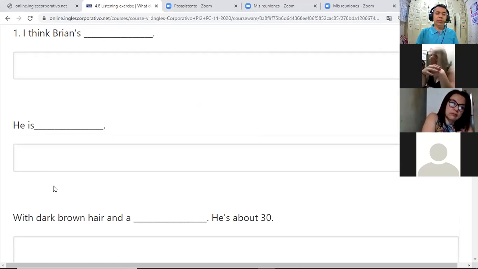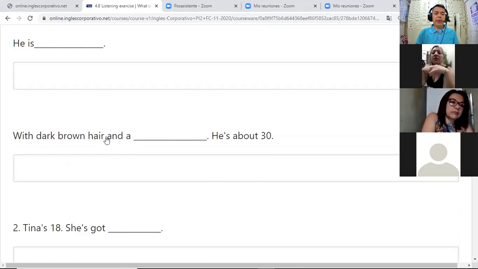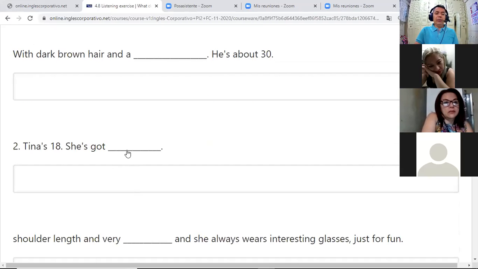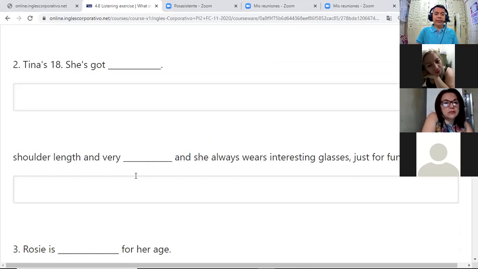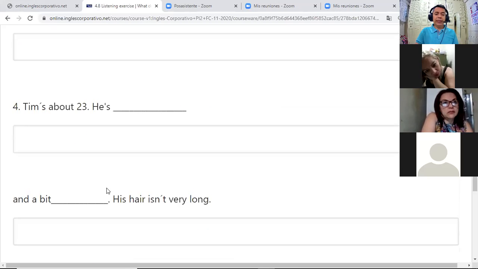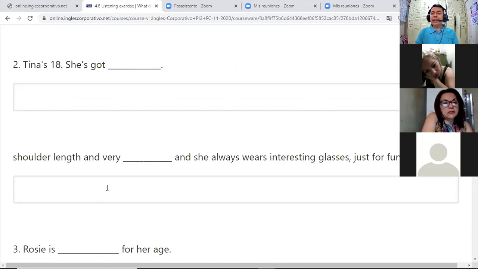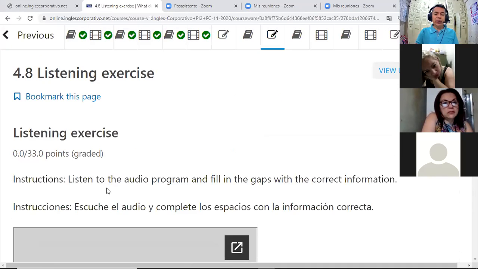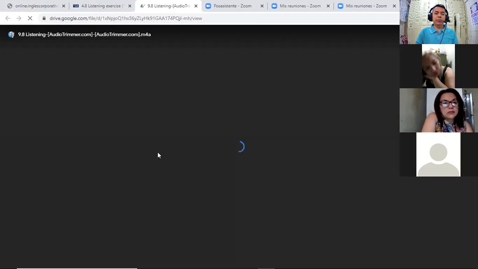Now, and also, we're going to say he is, and you tell another characteristic of Brian, right? With dark brown hair and, I don't know, a beard, a mustache, etc., etc., right? And all the vocabulary here, look. All the vocabulary we were practicing, right? So we're going to copy only physical characteristics, right? Okay, let's go and listen, please. And I will read for you. Listen.